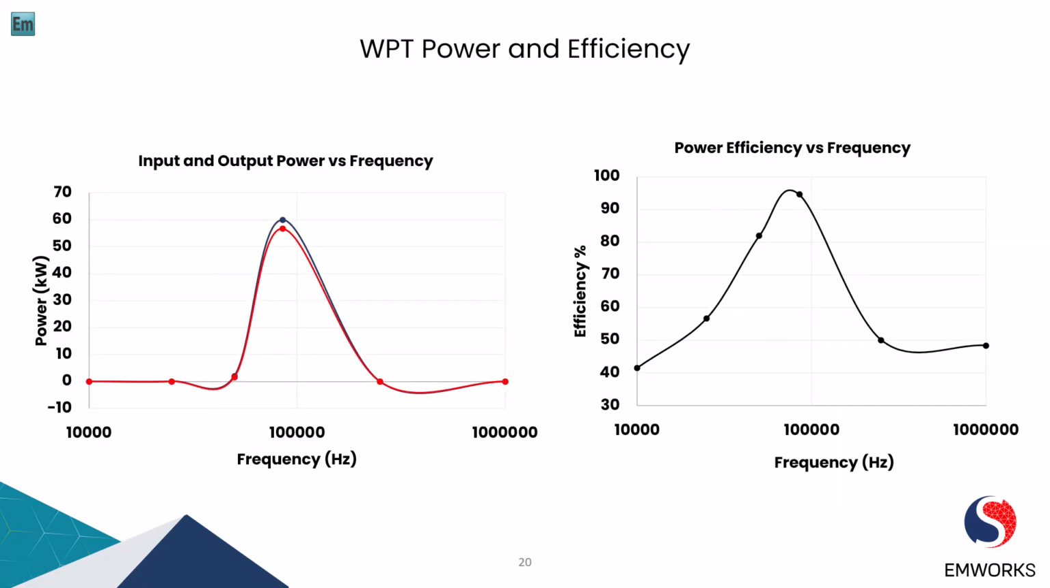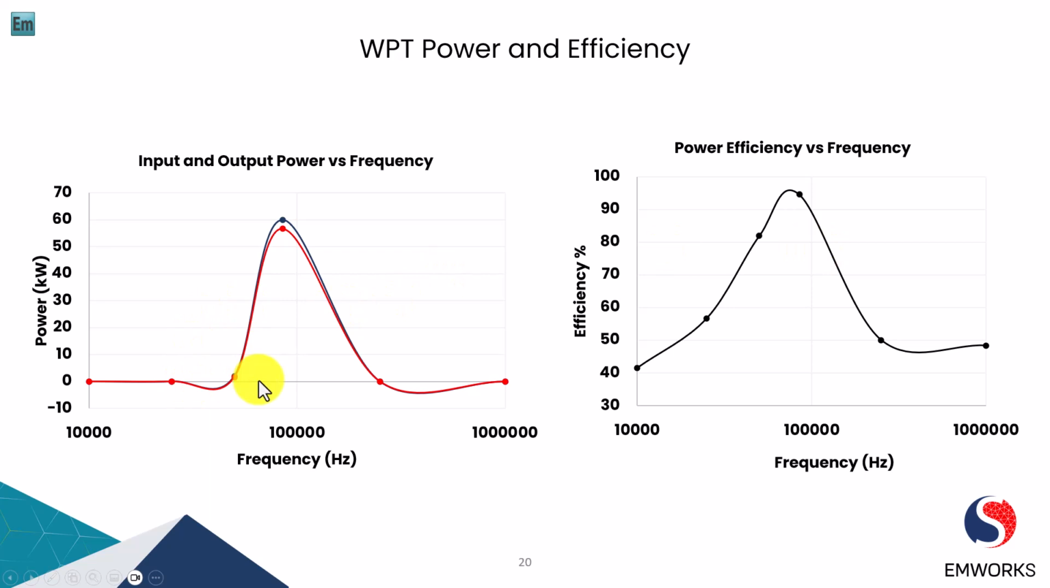So one way to analyze the performance of a wireless power transfer system is to plot the input and output power as a function of frequency. This allows us to determine the resonant frequency at which the system operates most efficiently. To create this plot, we can use a simulation tool and specify parameters such as the transmitter and receiver coil geometries, and then we can simulate at a different range of frequencies. The result of the simulation can then be used to generate this plot of input and output power as a function of frequency, as well as the power efficiency, as shown on the right-hand side of the plot.